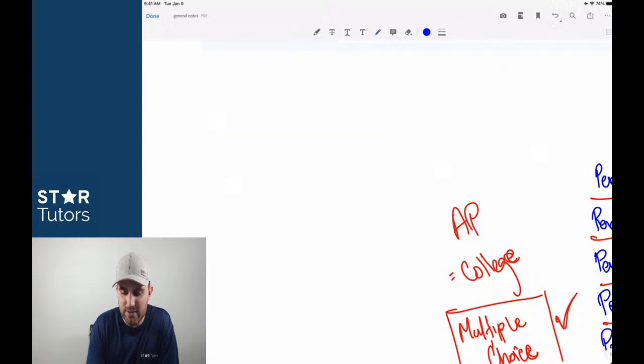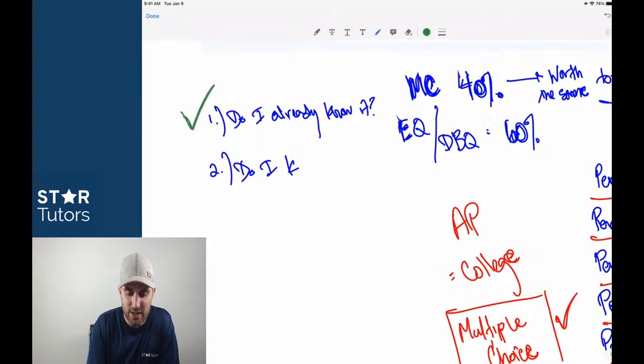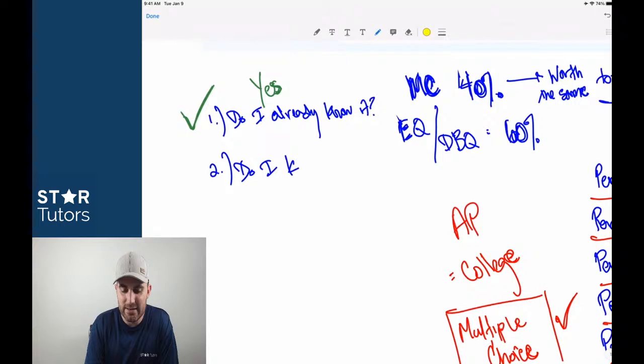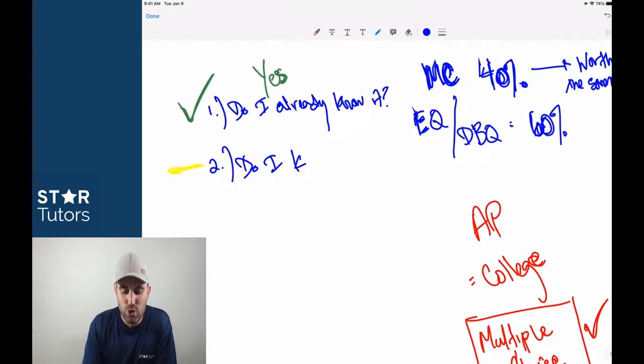Okay, so this is again, we'll do it by a color choice here. If you say, do I already know it, that's a yes. If you say yes to that, that's an absolute yes. Then let's say that this one, do I know the time period, is more of a yellow light situation, and that's where it can get a little tricky.